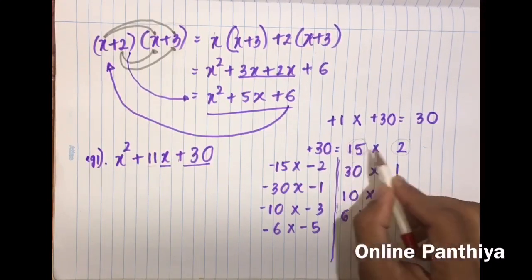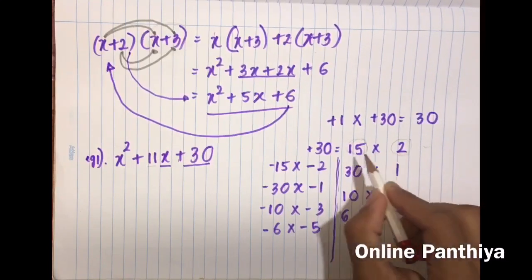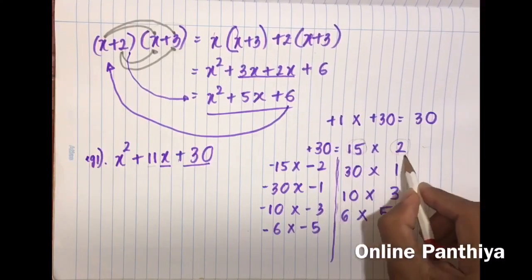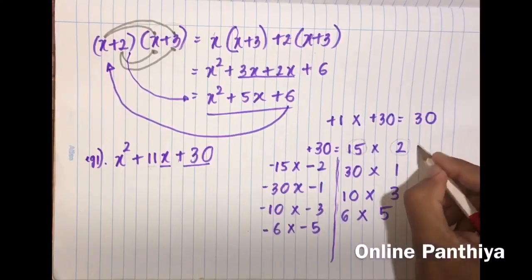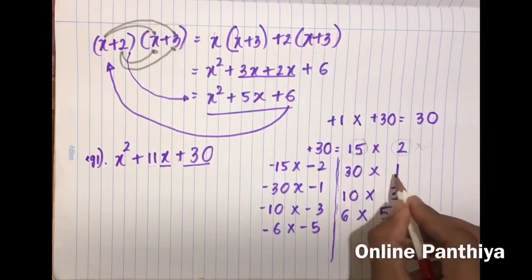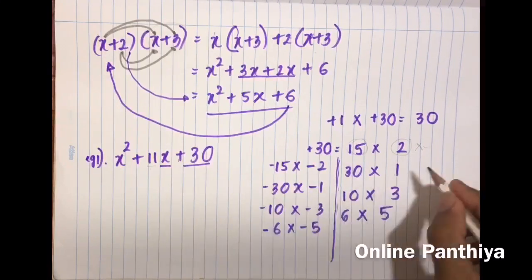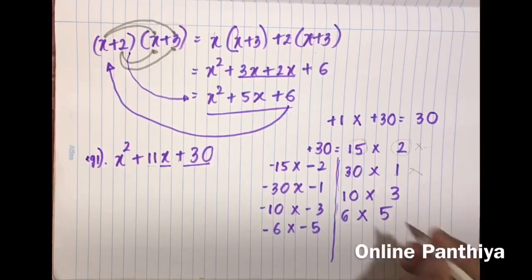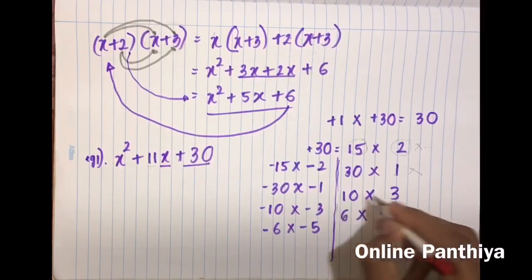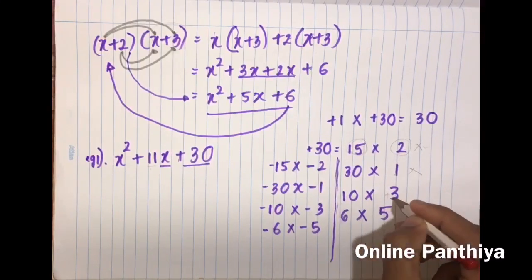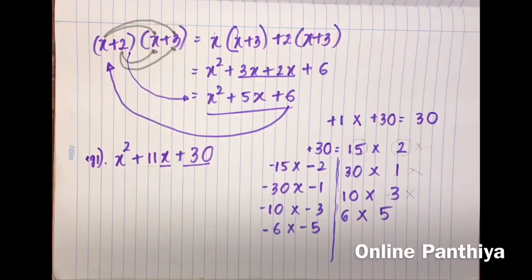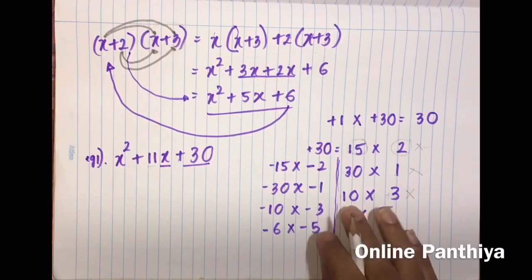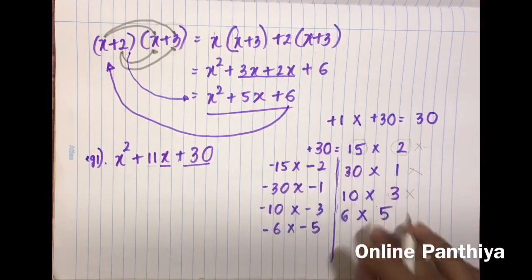Now here this is plus 2. So 15 plus 2 is equal to plus 17. Do you have 17? No. Therefore you have to ignore this. So 30 plus 1. Do you have 31? No, you can ignore this. So 10, this is also plus, this is also plus. So 10 plus 3 is equal to 13. Do you have 13 here? No, ignore this part. Okay, now wait, I'll come to this part and then go to this.